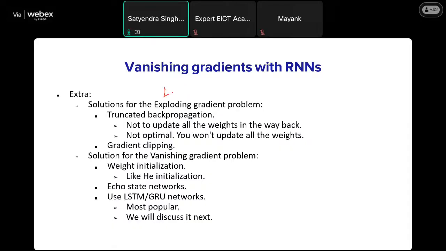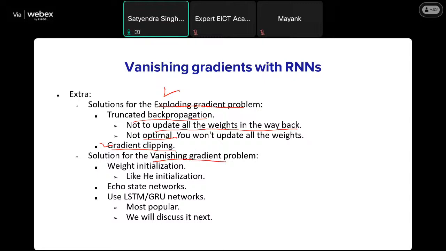Though for exploding gradient, there are some solutions. Exploding gradient means your gradient value is quite large. One approach you can use is truncated backpropagation. Instead of updating all the weights, update only some weights, though it is not optimal. There is gradient clipping as well. You can define a threshold. If the value of the gradient goes beyond the threshold, then it is set to that threshold value. So you clip the gradient value.